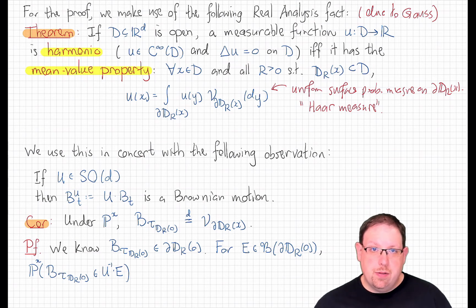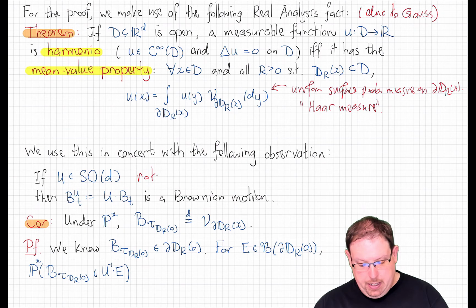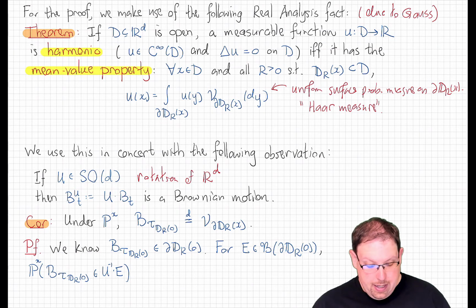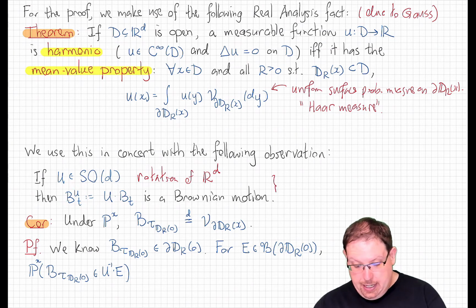Now, this rotation invariance of the Haar measure plays really well with the rotational invariance of Brownian motion. That is to say, if we take any rotation of Euclidean space, that is a special orthogonal matrix U, and I define the new process B^U of t to be B_t, this d-dimensional Brownian motion, times the matrix U on the left, that new process is still a Brownian motion. And seeing that is again just a matter of checking the covariance.